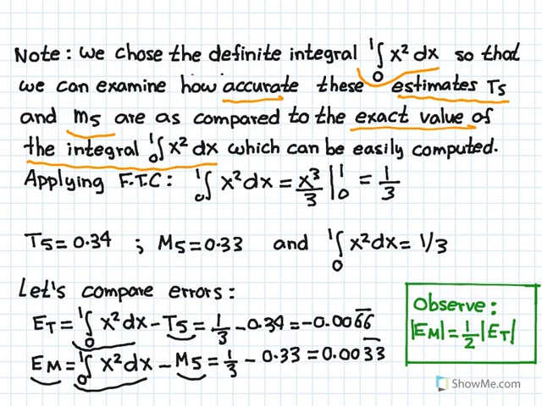Notice how the error of the midpoint rule in terms of magnitude is half the error of the trapezoidal rule. And also notice that they're opposite in sign. In later videos, we will talk about why the midpoint rule and trapezoidal rule give us errors that are opposite in sign.